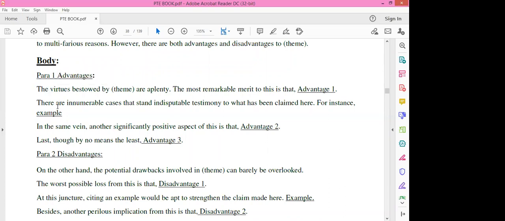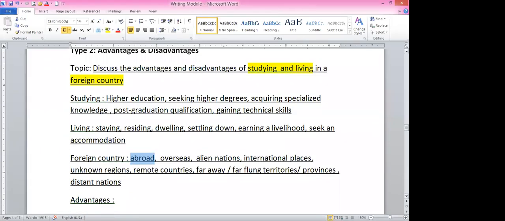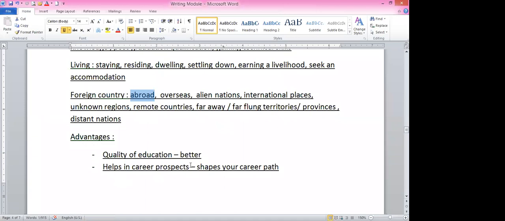The virtues best taught by theme are plenty. Now here you have to understand what my first idea is. Whether I will write about the quality of education or whether I will write about career prospects. Depending on that, you can put your theme in your body paragraph accordingly.